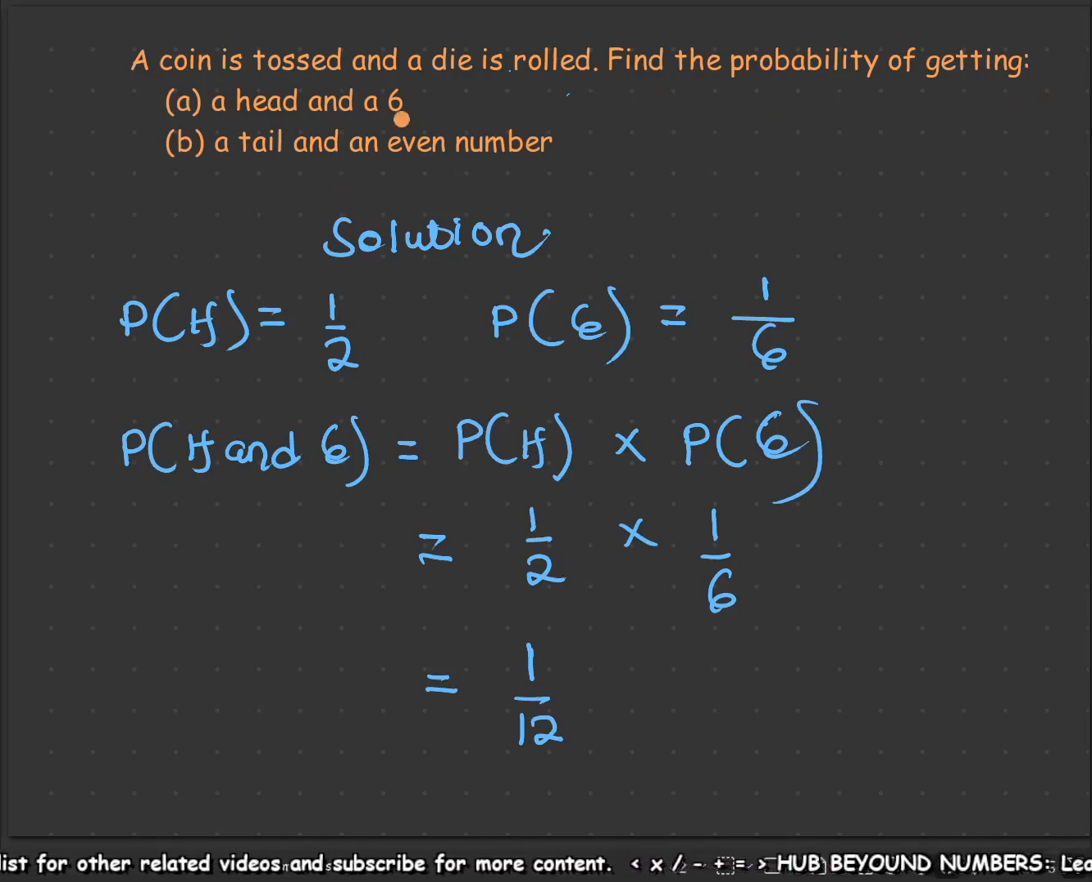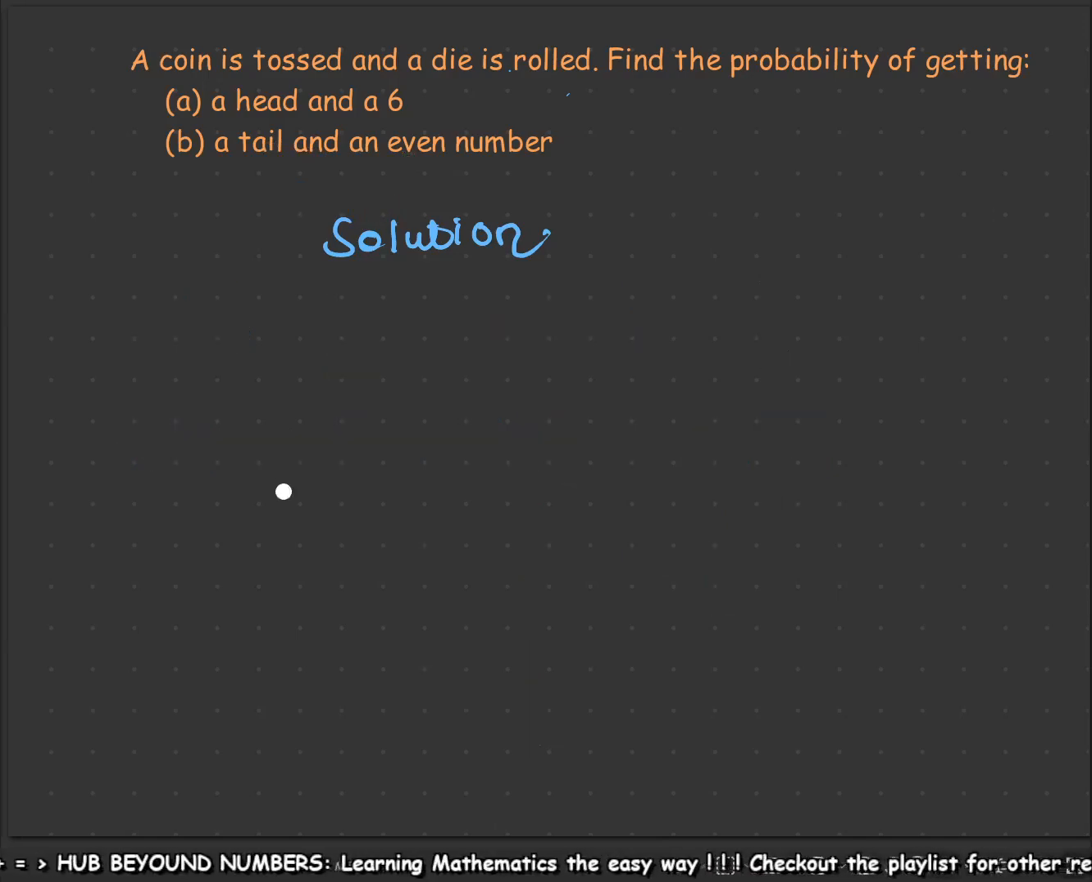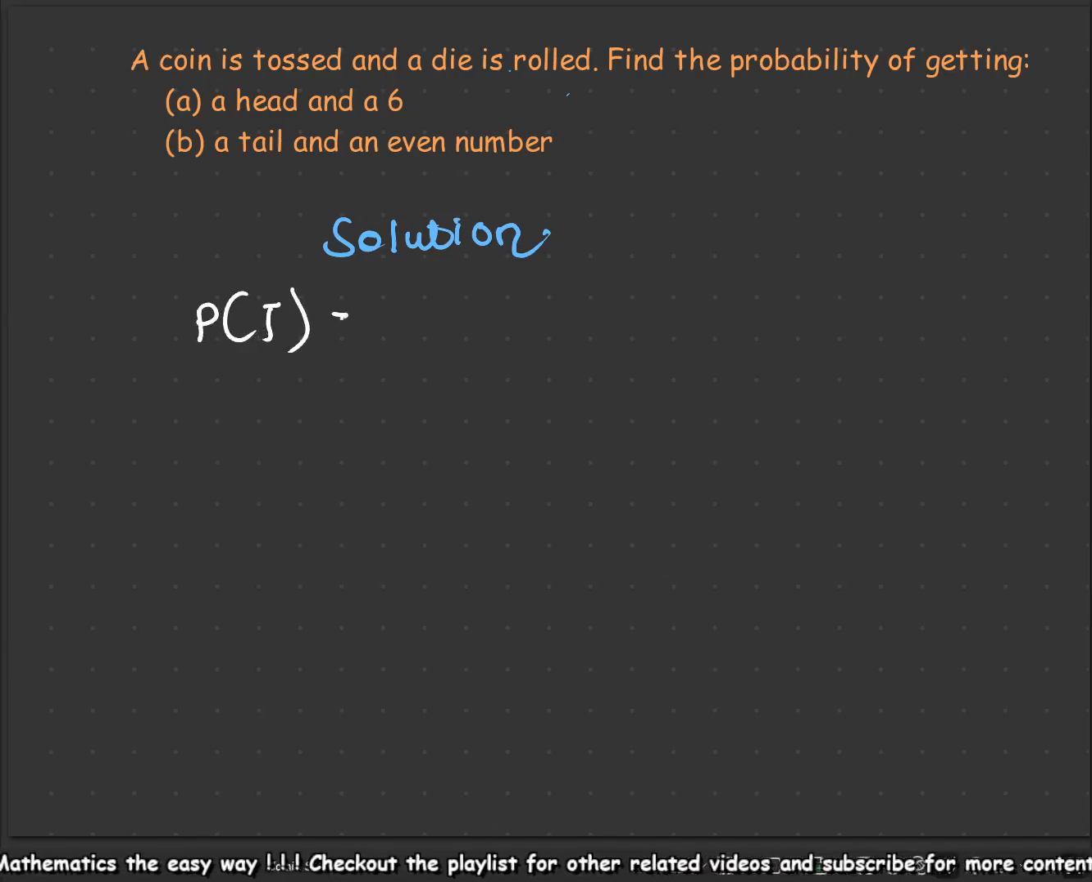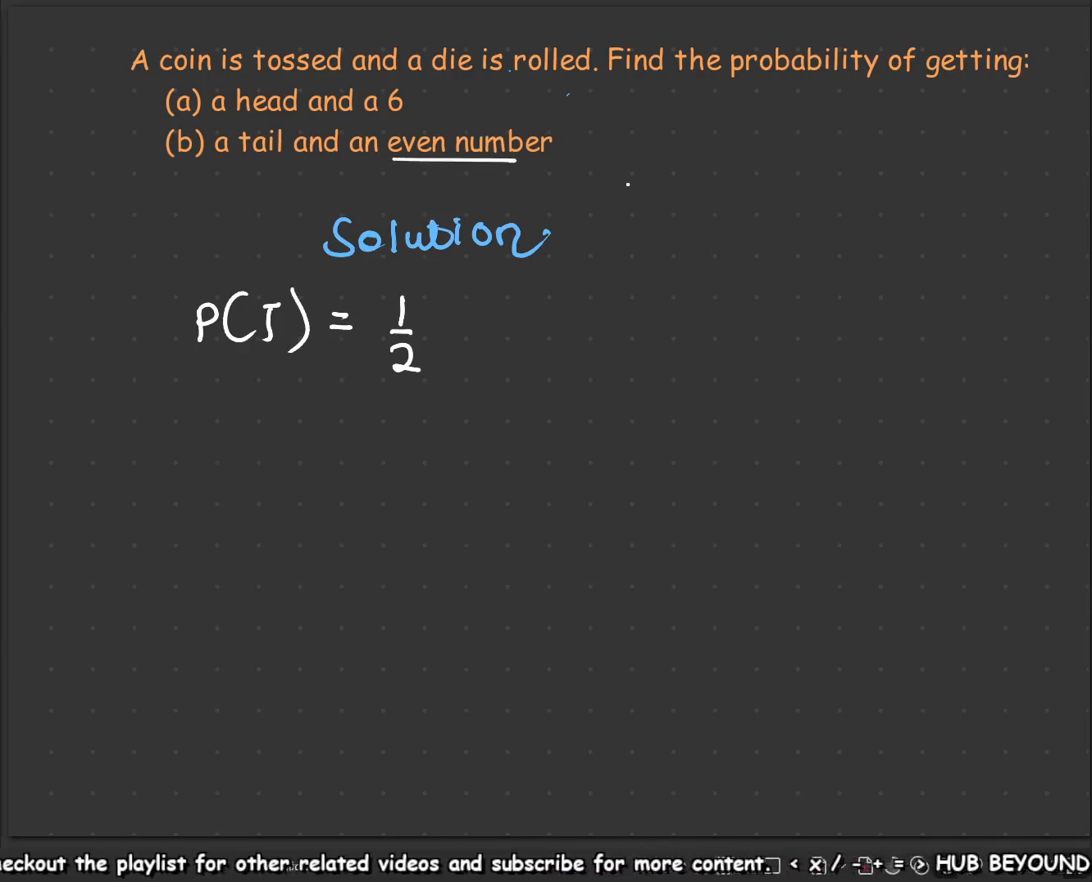It says find the probability of getting a tail and an even number. So going straight to the point, we start by saying what? The probability of getting a tail, just like the previous one. So the probability of getting a tail is also 1 over 2, right? Then we said the probability of getting an even number.